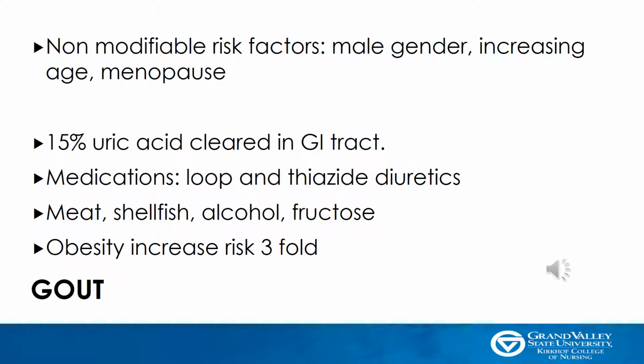So the non-modifiable risk factors for gout are male gender, increasing age, or being postmenopausal. About 15% of uric acid is cleared in the GI tract. You also can have increased uric acid levels related to certain medications such as loop and thiazide diuretics. When you eat meat and shellfish, or consume lots of alcohol or fructose, you're going to have increased uric acid. And we know that if you're obese, you have a 3-fold increased risk of developing gout.